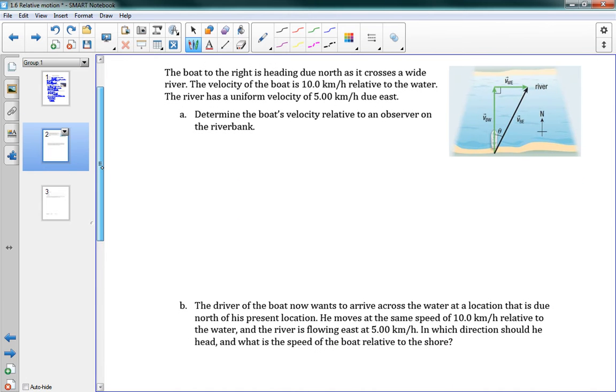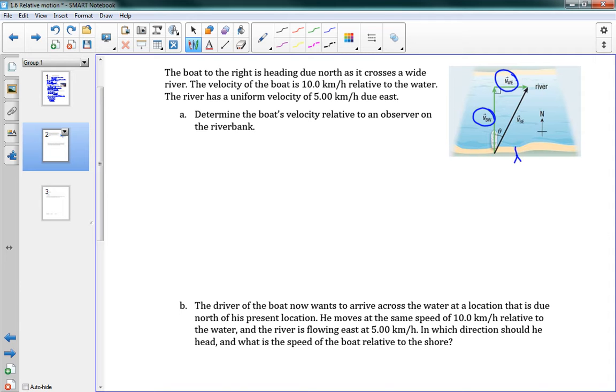On the next page, this is a kind of problem called a river crossing problem. So the idea is we have a boat heading due north as it crosses a wide river. The velocity of the boat is 10 kilometers per hour relative to the water. So this is the velocity of the boat relative to the water. And the river has a uniform velocity of 5 kilometers per hour east. That's the water relative to Earth. And part A, we say determine the boat's velocity relative to an observer on the riverbank.